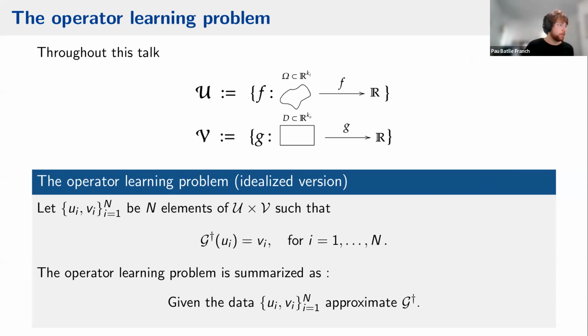Why do I call this an idealized version? It's because in practice, we're never going to have full access to the functions u_i and b_i. We're just going to have a discrete approximation on a computer. But for now, to plant ideas, let's forget about that and just assume that we have access to the functions and that we want to learn the operator G dagger.